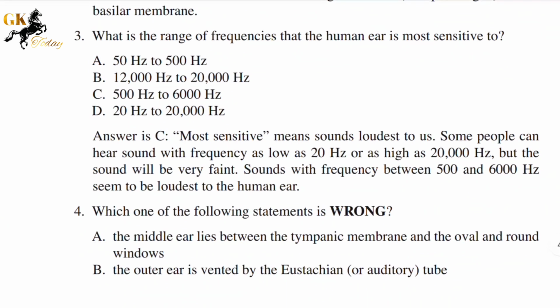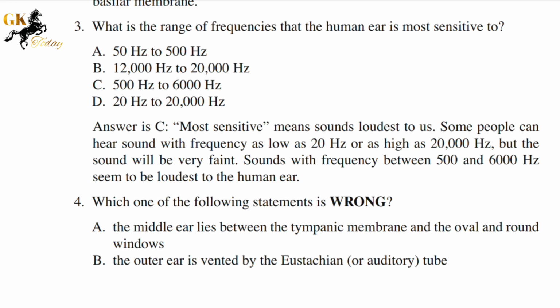Which of the following statements is wrong? The middle ear lies between the tympanic membrane and the oval and the round windows. The outer ear is vented by the Eustachian tube. Option B.